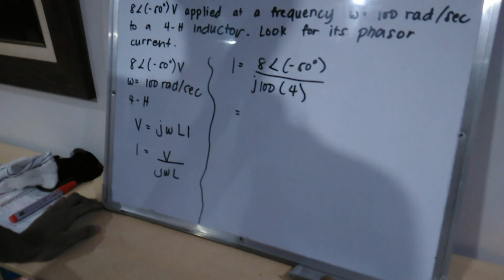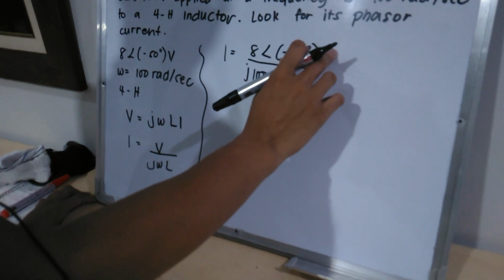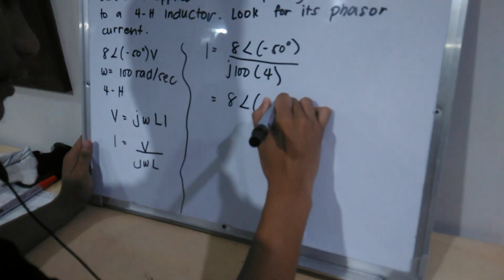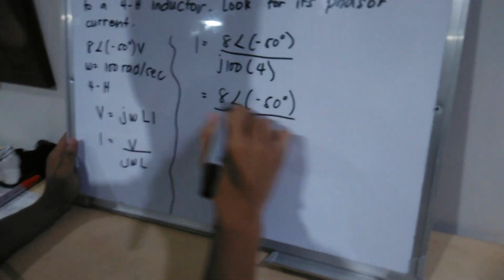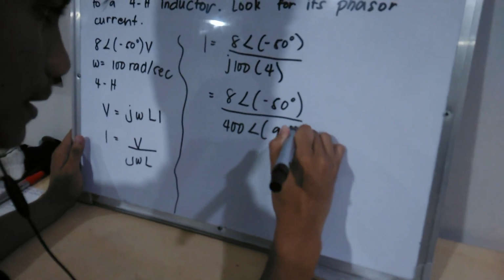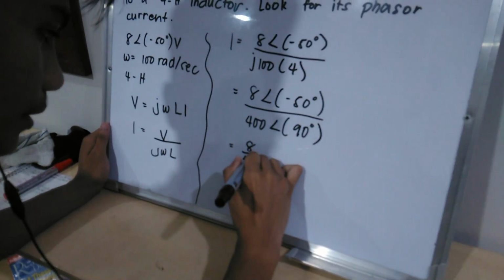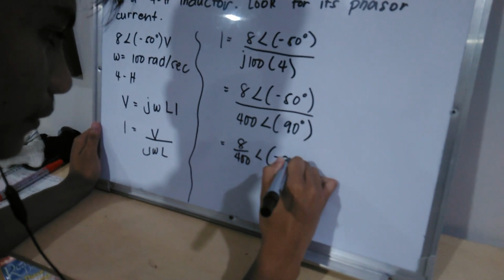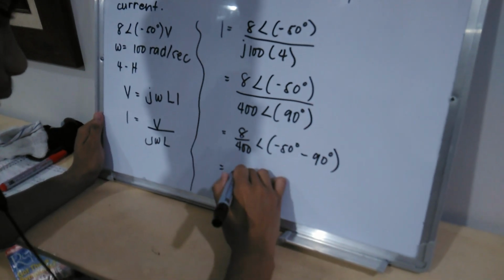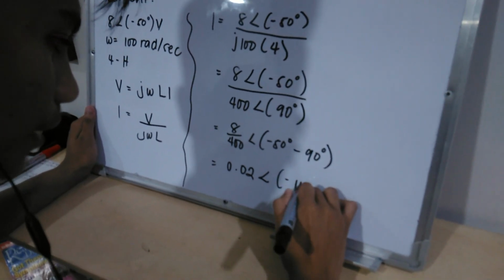Since these two given values are not in the same form, let's transform the denominator into polar form. Now we'll have 8∠-50°, and this one will be 400∠90°. Now solving, we have 8 over 400 at angle -50° minus 90°. Now we'll have 0.02∠-140°.